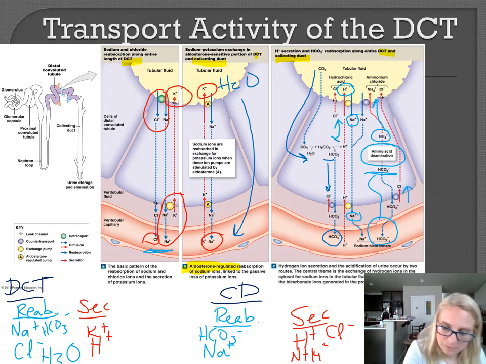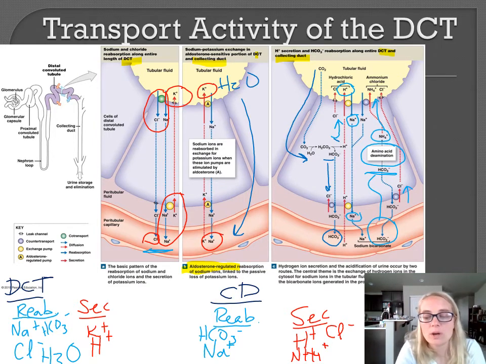Okay, that's supposed to be a plus. I'm writing really small, NH4+. So we are getting rid of ammonium ions. We are reabsorbing bicarb and sodium in the collecting duct, as well as chloride ions and sodium ions in the distal convoluted tubule as well. So I'm looking at my list. Yes, I think I've covered everything.